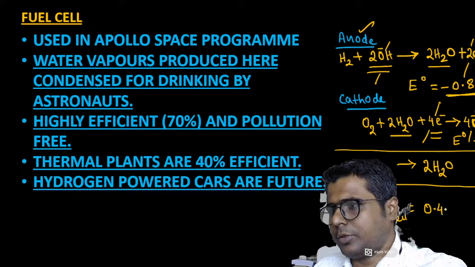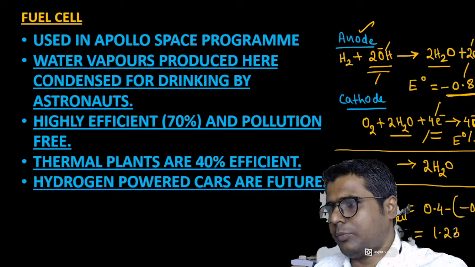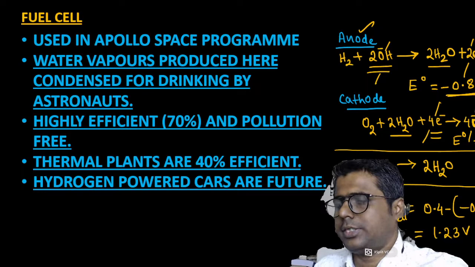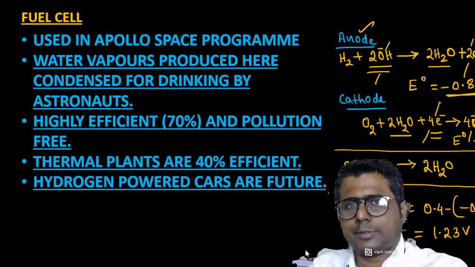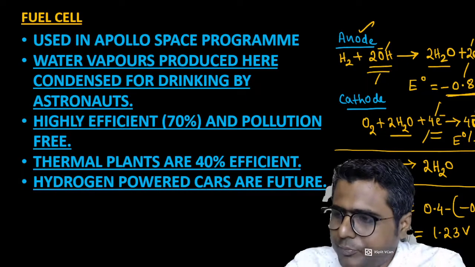0.4 minus 0.83, that is E cathode minus E anode. The answer will come out to be 1.23 volt. So this is the E cell. This will be required in our next part, that is thermodynamic efficiency.